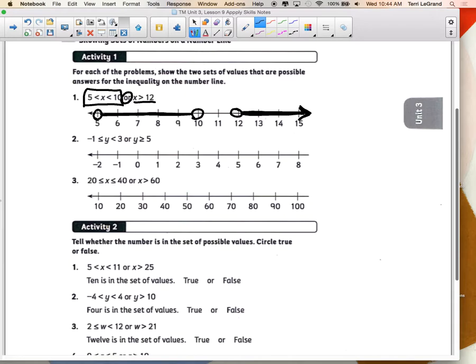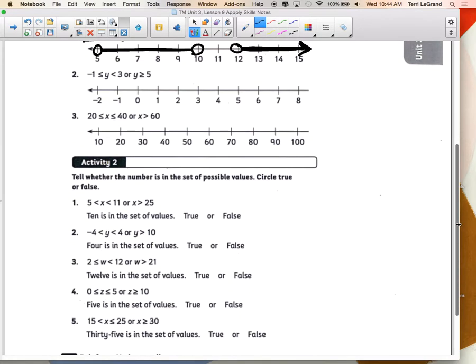Okay, so I want you to try the next one on your own. You try number 2. Graph this combined set of values on that number line.